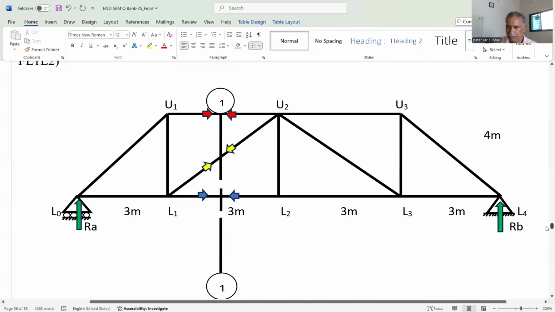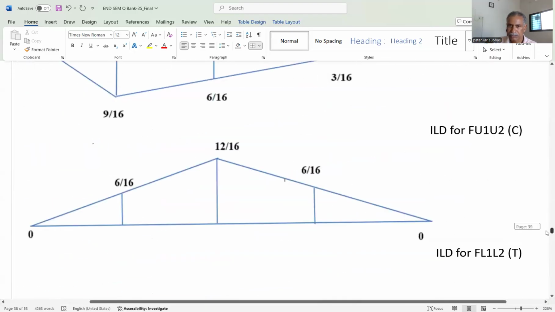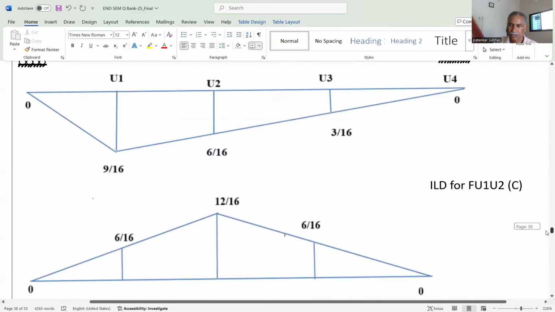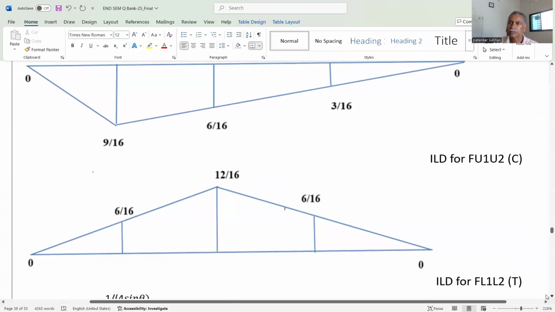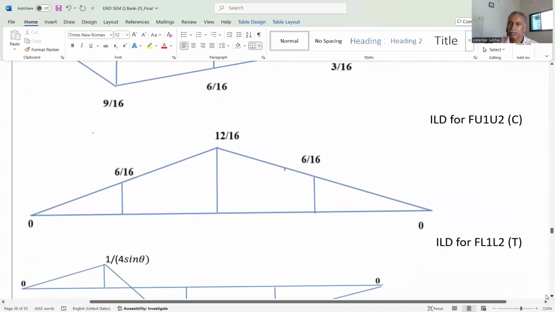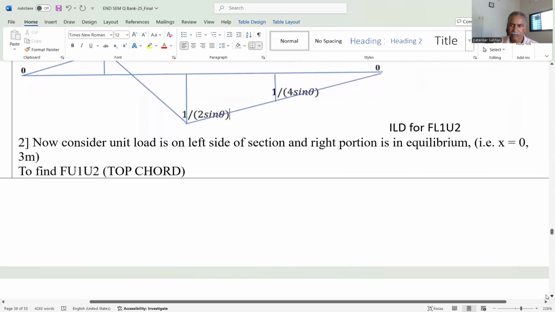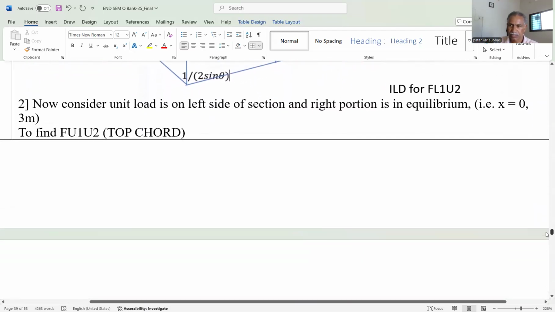Okay, and in this way we can draw the ILD. This is positive, the first is negative, and for the bottom chord member it is positive: 6 by 16, 12 by 16, 6 by 16 and 0. This is the ILD for the L1 L2. Okay, so this is the calculation, we have just gone through the calculation.